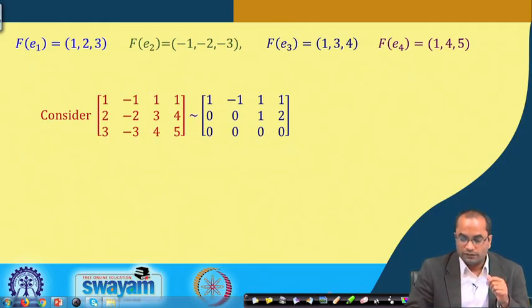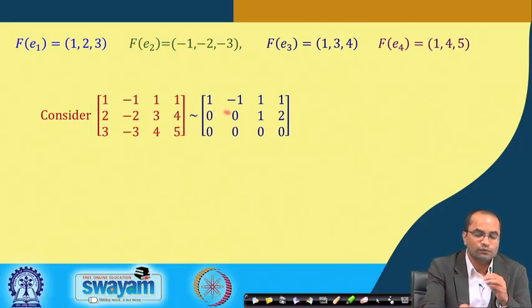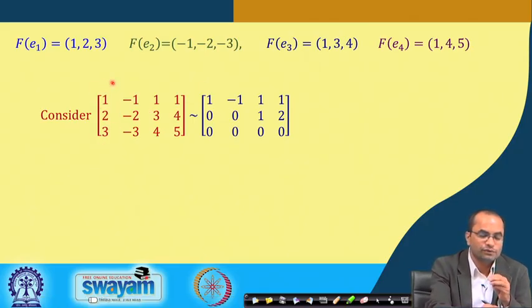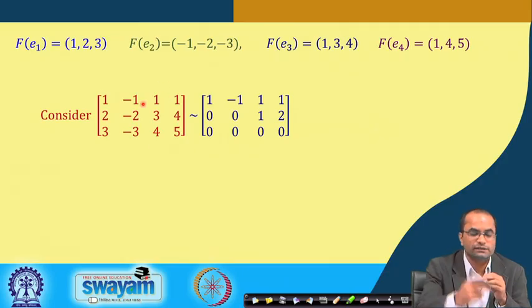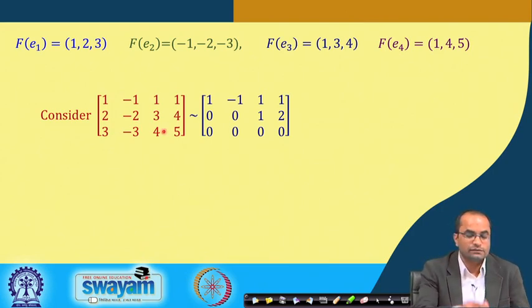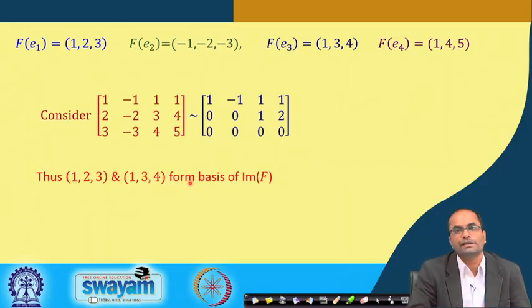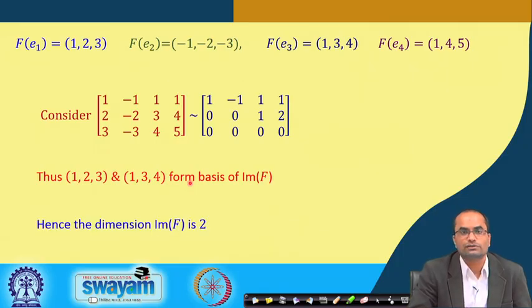Now we can take column number 1, which has the pivot, and column number 3, and they will form the basis. So the dimension of this image is going to be 2, and the basis is these 2 vectors: 1, 2, 3 and 1, 3, 4. These will form the basis of the image f, and the dimension of the image f is 2.